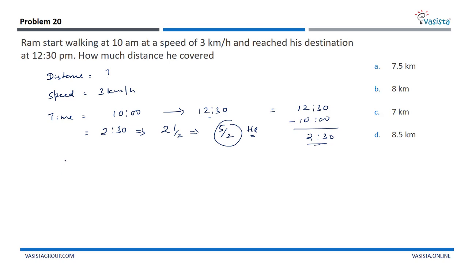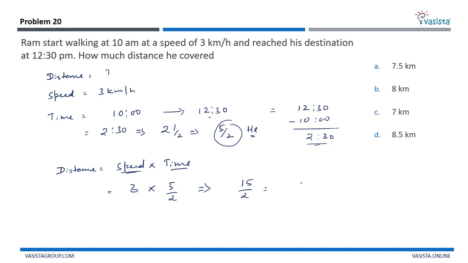Now we need to find the distance. To find the distance, distance is equal to speed into time. What is speed? They have given 3 km per hour. What is time? That is 5 by 2. Simplify it. Now 5 3s are 15 by 2, which is nothing but 15 divided by 2.